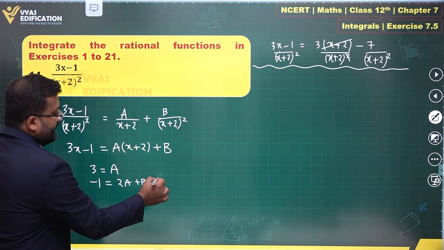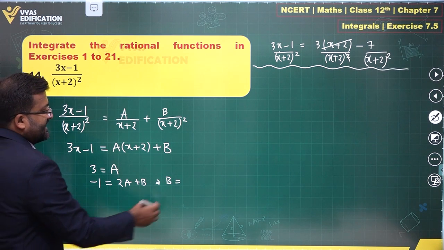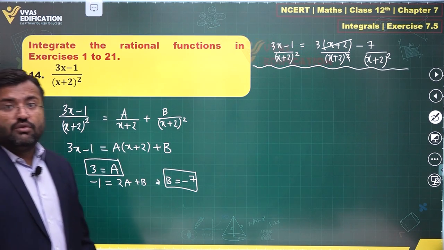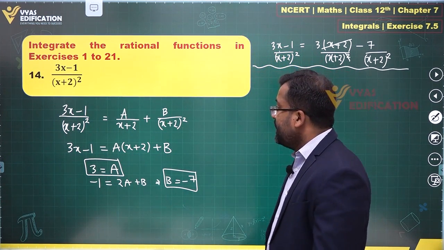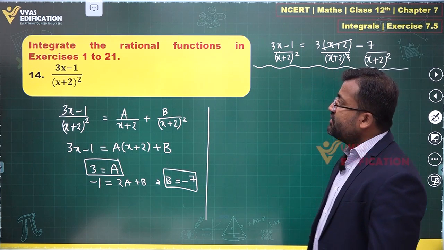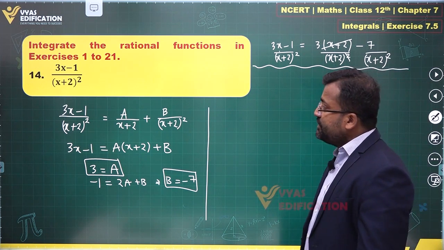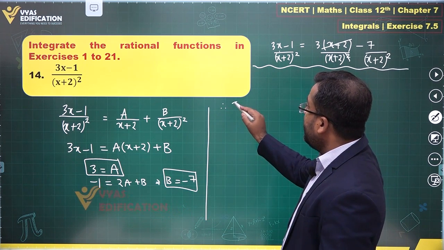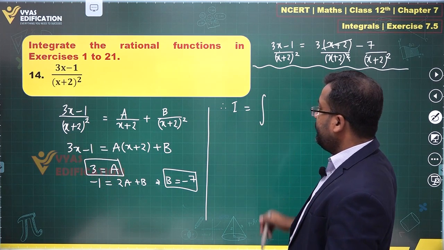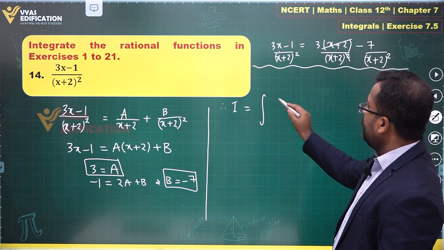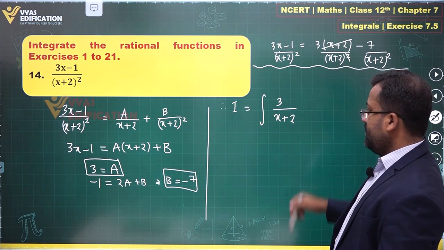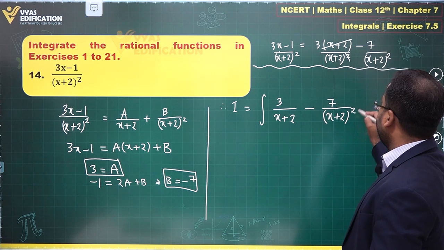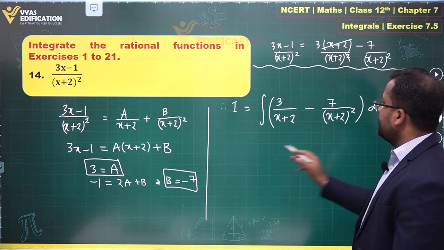This is what you'll get, and that tells me b is equal to minus 1 minus 6, which is minus 7. Is that okay? Yes, b is equal to minus 7, a is equal to 3. Okay, what else? So in the 14th question, we have 3x minus 1 upon x plus 2 whole square, and we have converted them into partial fractions. Therefore, integral I will be equal to integral of 3 upon x plus 2 and b is minus 7, so minus 7 upon x plus 2 square with respect to x. This is what we are supposed to integrate.